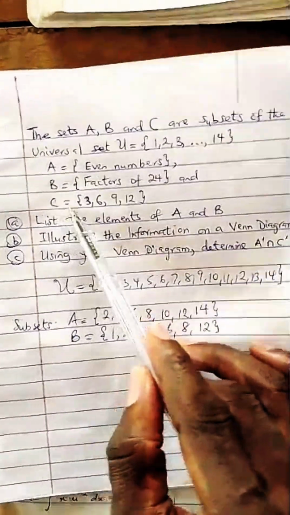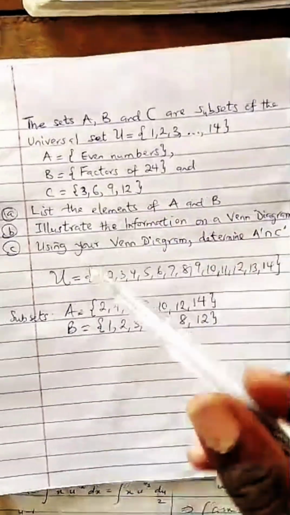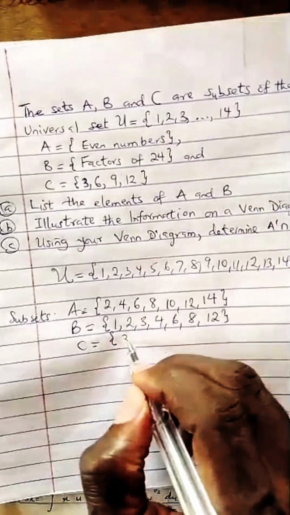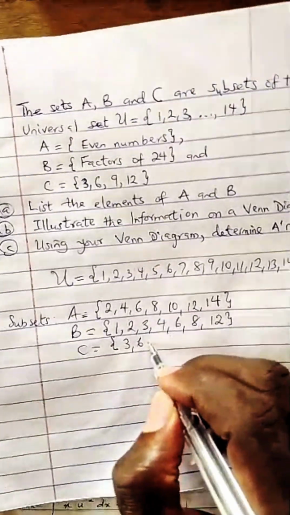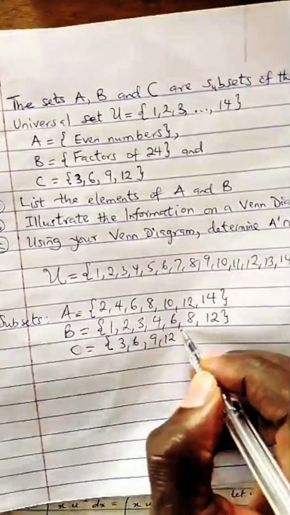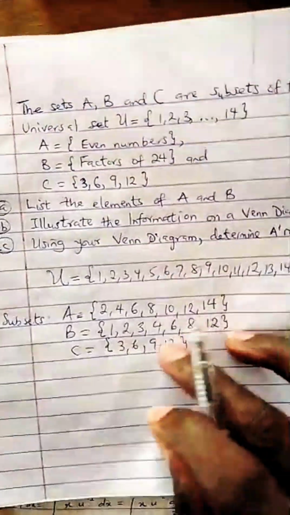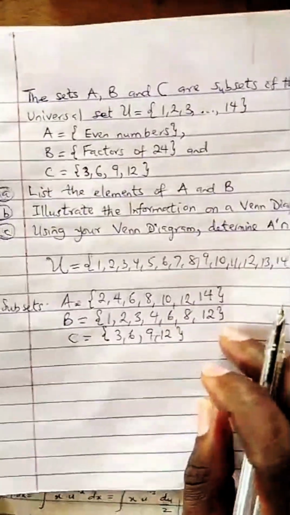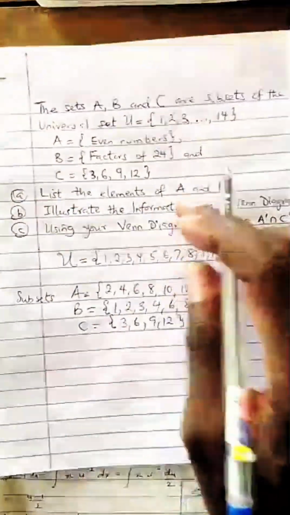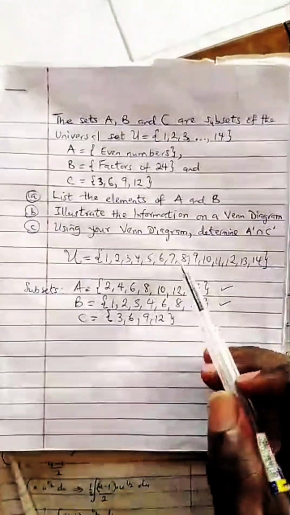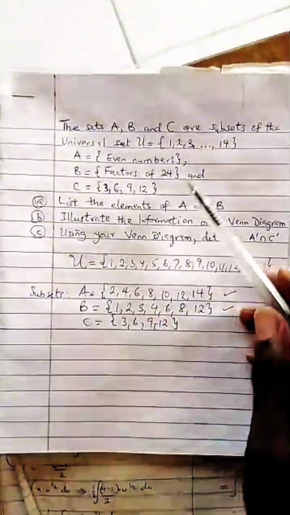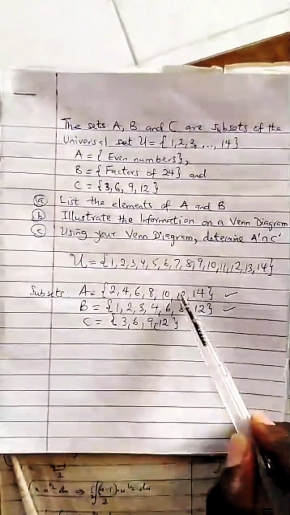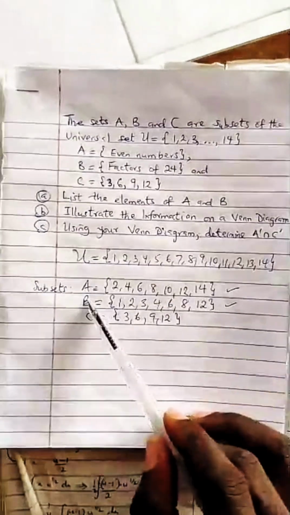And finally, the subset C is already stated. It's already listed out for us. So subset C has the curly braces and the members 3, 6, 9, and 12. These numbers are known as the elements or the members of set C. So we have all of our subsets, and we've listed the elements of set A and B. These are the elements of set A brought out of the universal set, and these are the elements of set B.